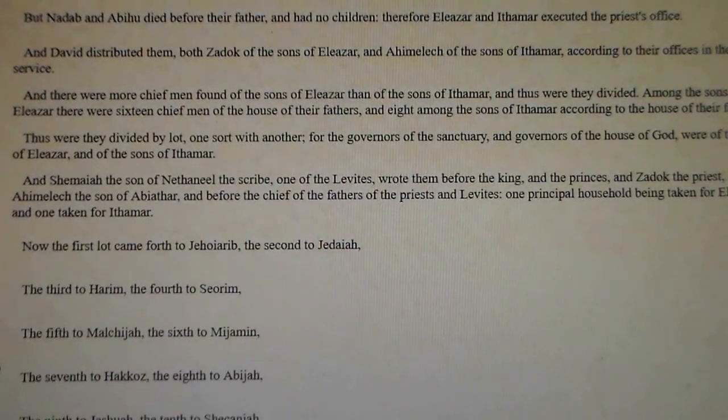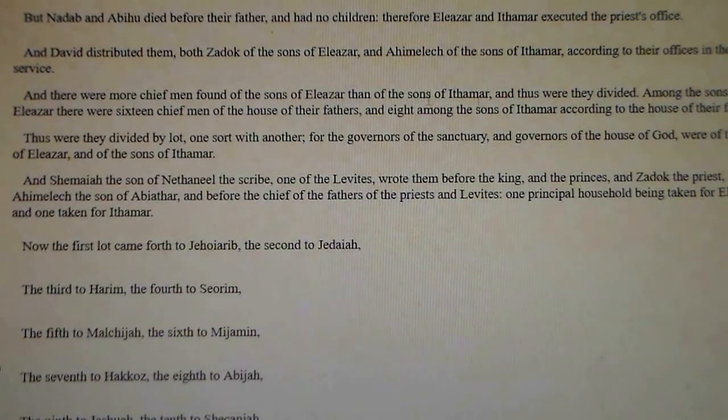It says, "Now these are the divisions of the sons of Aaron. The sons of Aaron: Nadab, Abihu, Eleazar, and Ithamar. But Nadab and Abihu died before their father and had no children. Therefore, Eleazar and Ithamar executed the priest's office. And David distributed them, both Zadok of the sons of Eleazar and Ahimelech of the sons of Ithamar, according to their office and their service. And there were more chief men found of the sons of Eleazar than of the sons of Ithamar."